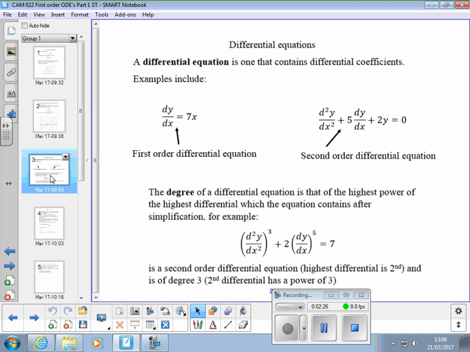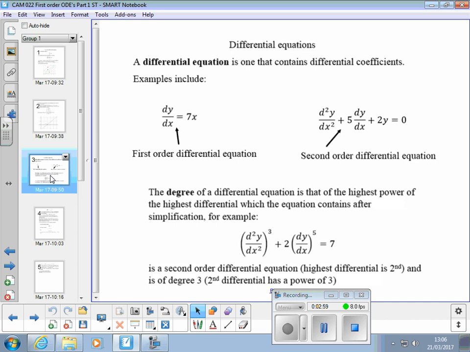So, differential equations. Differential equations are equations that contain differential coefficients. Examples are dy by dx is equal to 7x. It's a first order differential equation. And then we've got d2y by dx squared plus 5dy by dx plus 2y is equal to 0. An example of a second order differential equation.